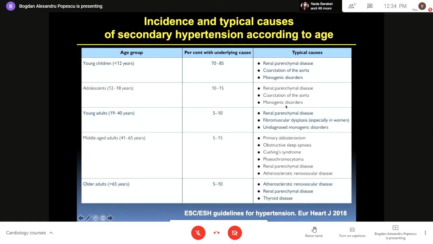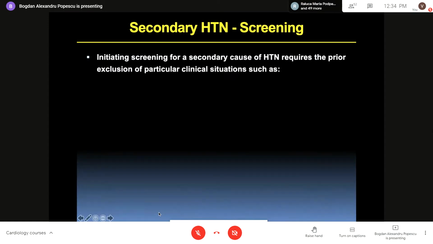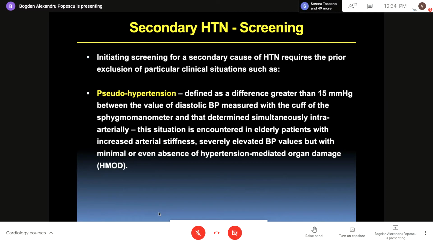However, you see renal disease, coarctation, this may often be the cause in children, in patients below 18, and then you may have other causes in elderly patients like atherosclerotic renovascular disease in patients who are old and who develop hypertension. So first of all, how do we screen for it? To start screening for a secondary cause of hypertension requires prior exclusion of particular clinical situations. So first of all, is it really hypertension?